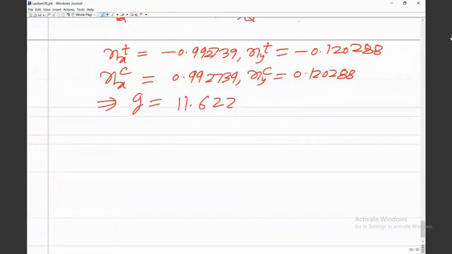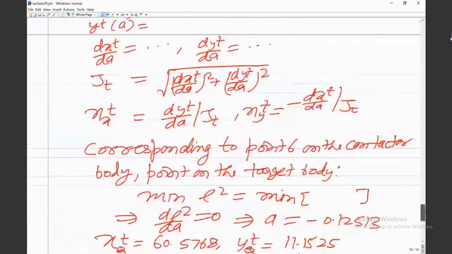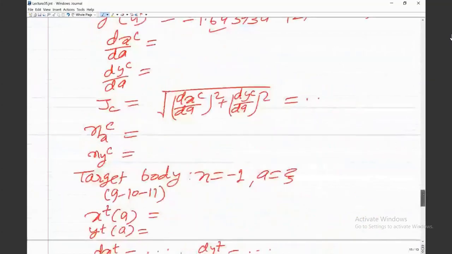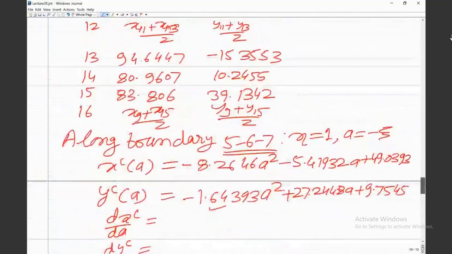Sir, should this gap not be equal to the minimum distance between point P and the corresponding point on the target Q? Actually, it would be equal to the minimum distance between P and the corresponding point on the target Q. So it would be that, but here we are calculating using this relationship. We are calculating this as a signed distance.